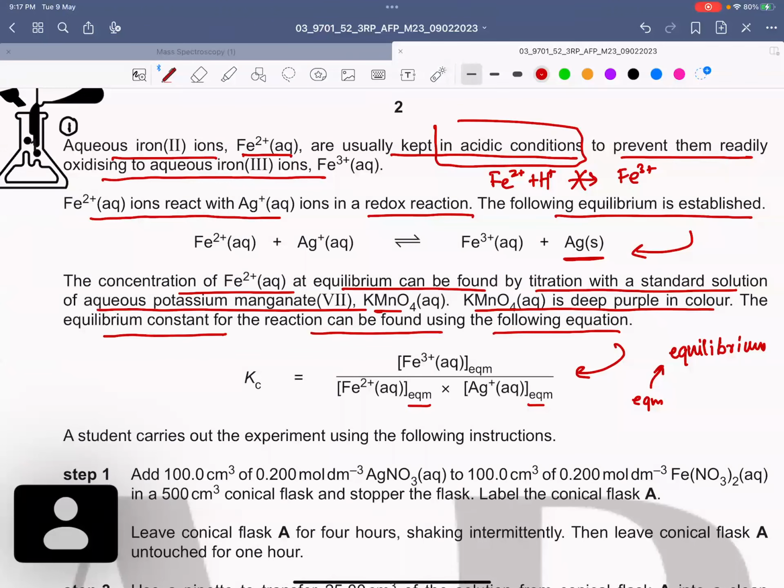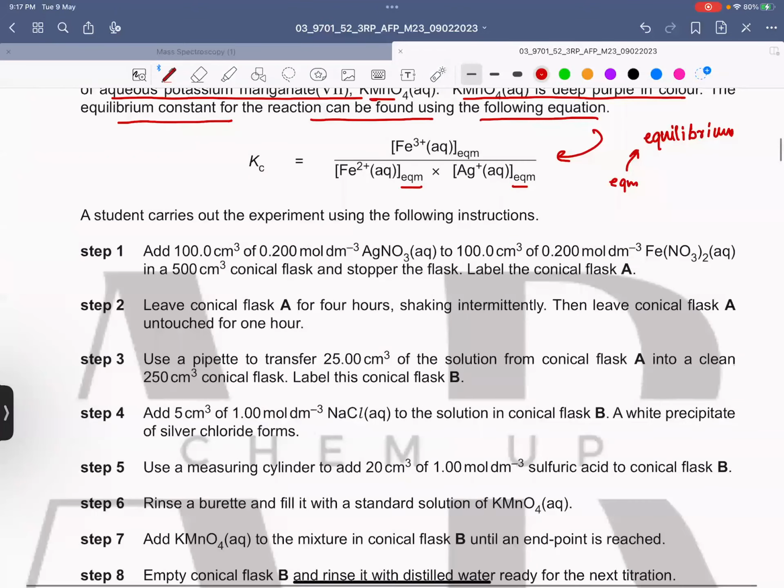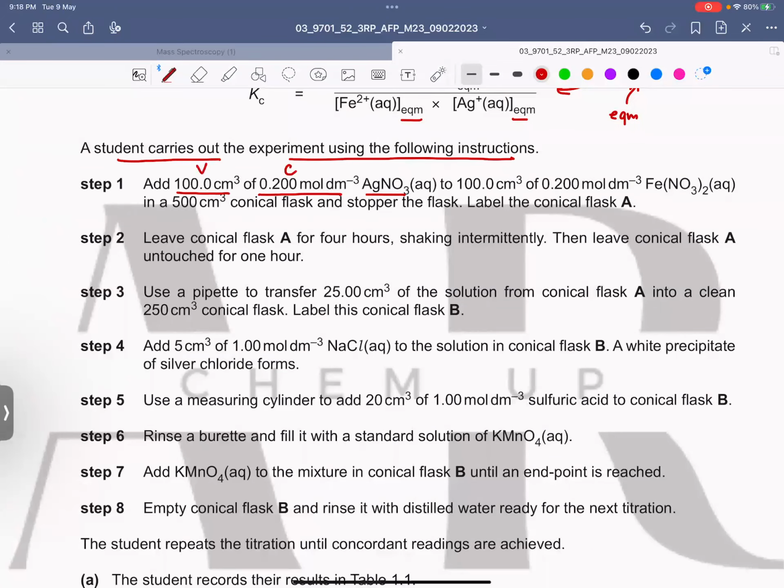Now let's have a look at the method. A student carries out the experiment using the following instructions. Add 100 cm3 of 2 mol per dm3 silver nitrate. So here we have the volume and the concentration of silver nitrate. Add 200 cm3 of 0.2 mol per dm3 iron 2 nitrate. So here I have the volume and the concentration of iron 2 nitrate. In a 500 cm3 conical flask, and stopper the flask. Label the conical flask A.